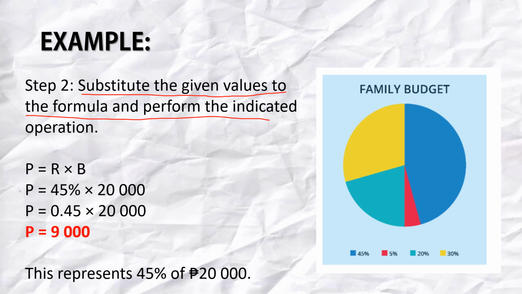To solve this, we need to substitute the given values to the formula and perform the indicated operation. Again, the formula in looking for the percentage is P equals R times B, where P is your percentage, R is your rate, and B is your base. So R is 45%, B is 20,000. Before getting their product, we have to convert 45% into a decimal number first. So that will become 0.45 times 20,000. So the budget for food is 9,000 pesos. This represents that 45% of 20,000 pesos is 9,000, which is allocated for food.